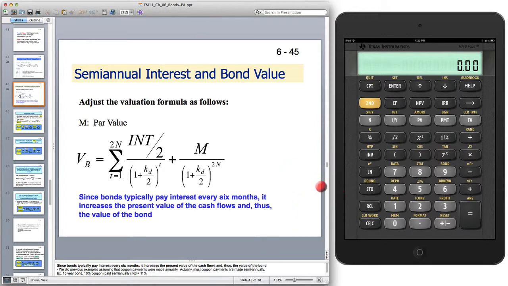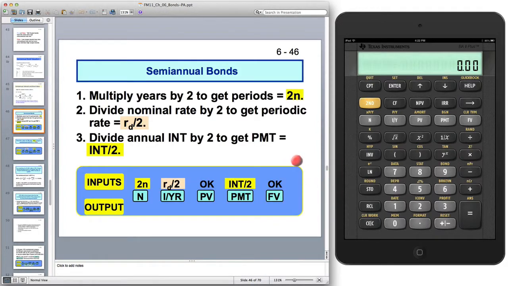So now let's go on to the practical side here. So the translation of that formula is multiply years by 2 to get periods equals 2n. Divide the nominal rate by 2 to get the periodic rate, RD by 2. Divide the annual interest amount, notice this is a dollar amount, by 2 to get payment. That's interest by 2. So N is actually 2n, IY is RD by 2, PV remains the same, original, FV remains the original, and PMT is whatever interest dollar amount you have divided by 2.